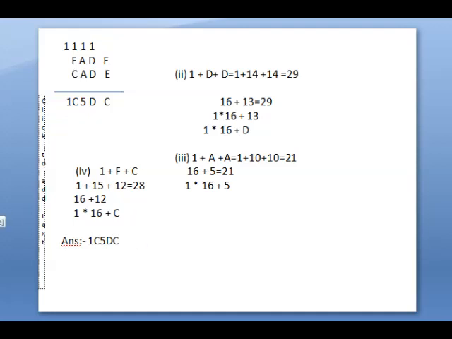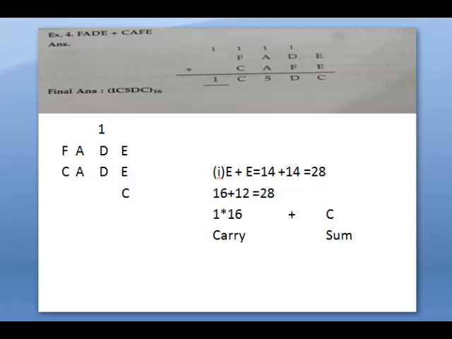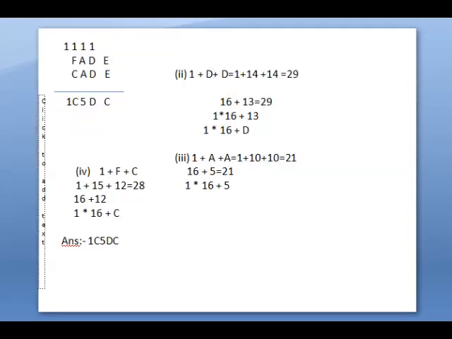Okay, students, here you see the answer is 1C5DC to the base 16. So this is the way you have to add the numbers in hexadecimal. Okay, students.